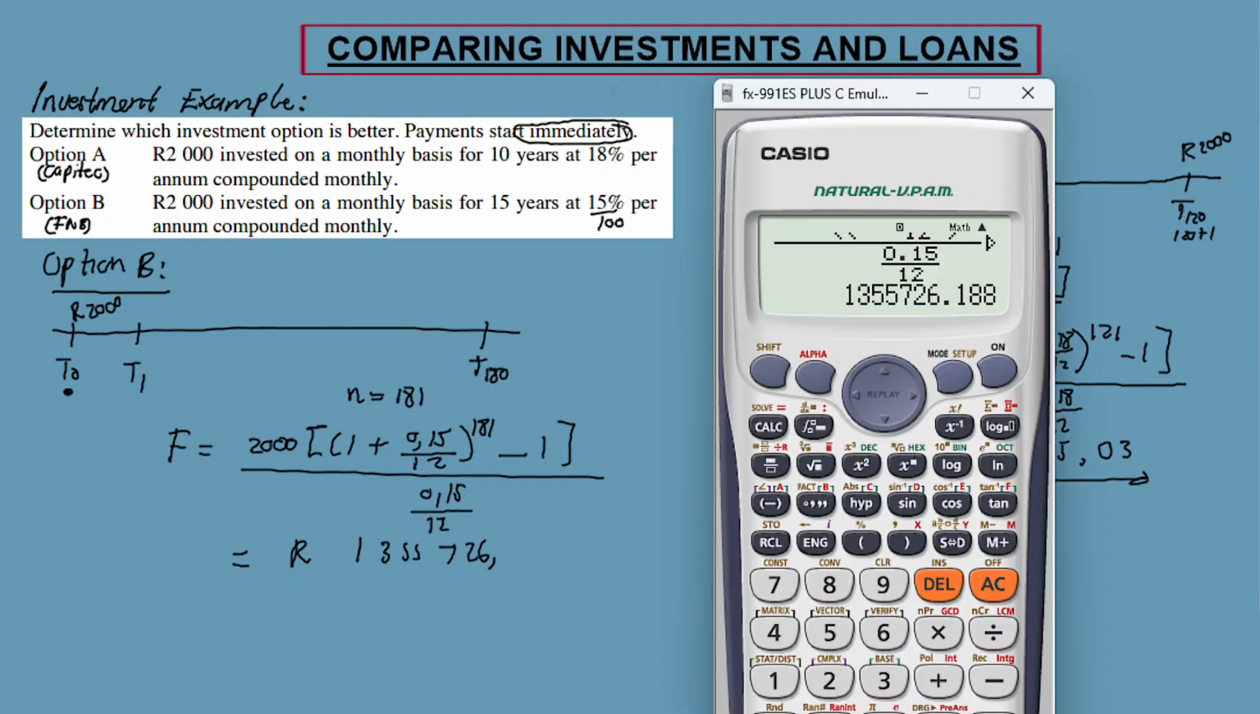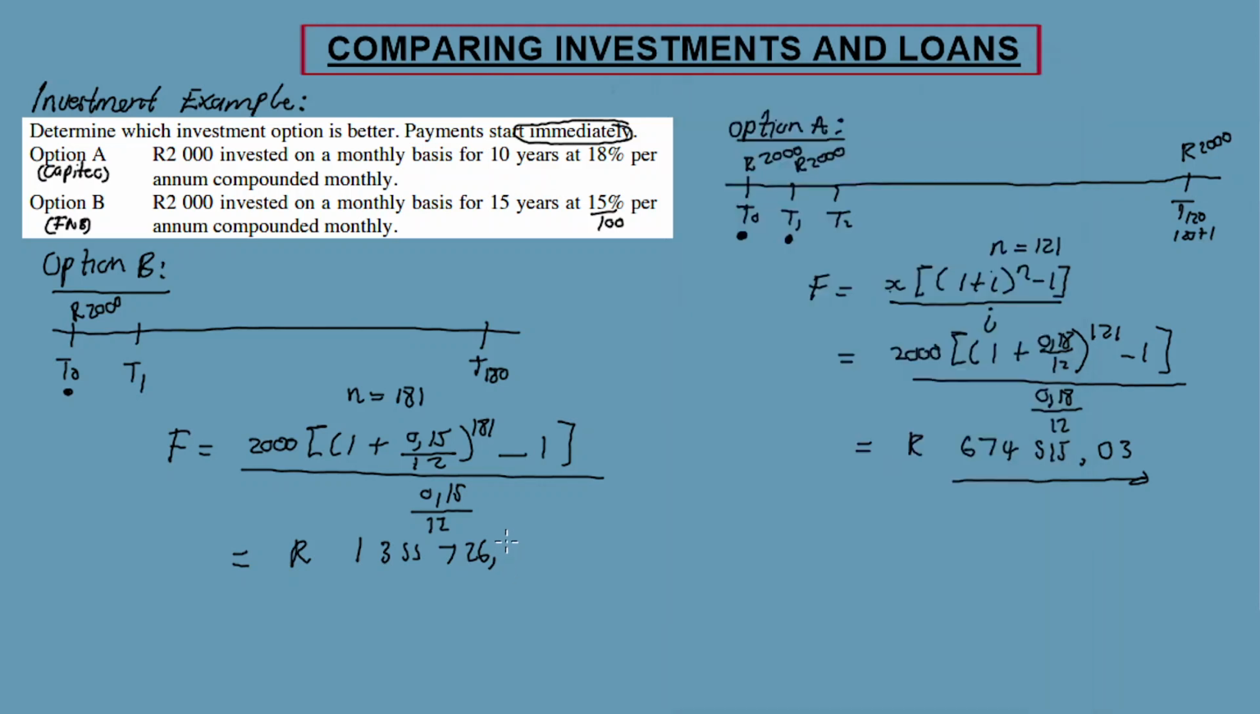726 comma a, okay, 18, I mean 19 mali yakho, okay, in 50 years time. So therefore we can conclude with no, option B is better. Option B is better. So this is it about our investment.